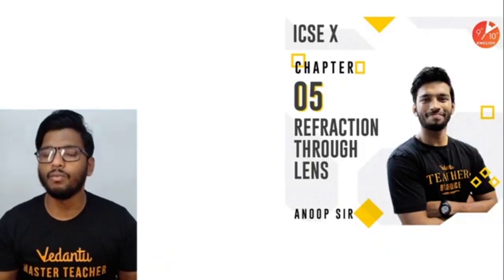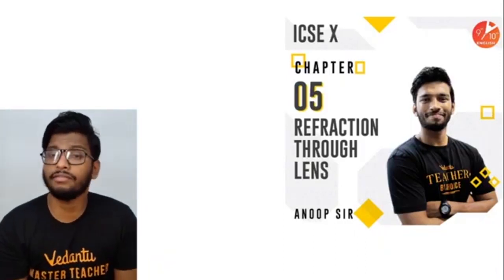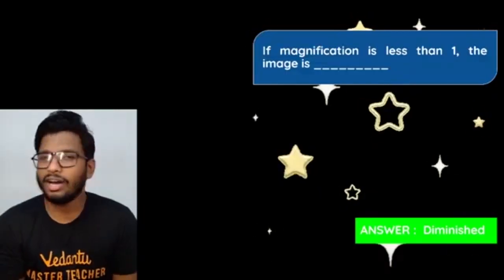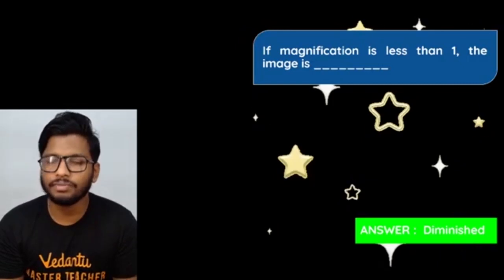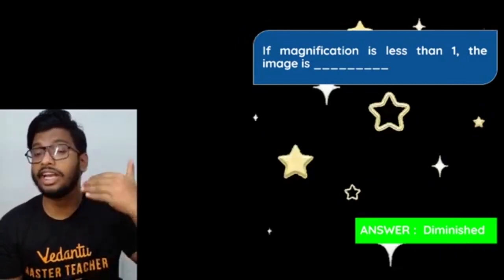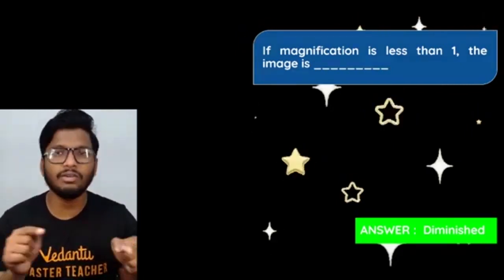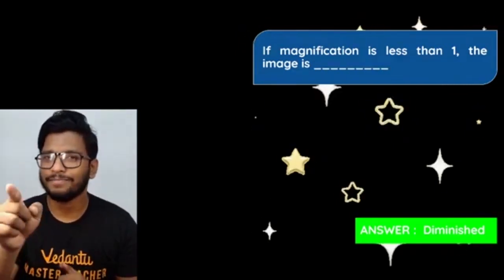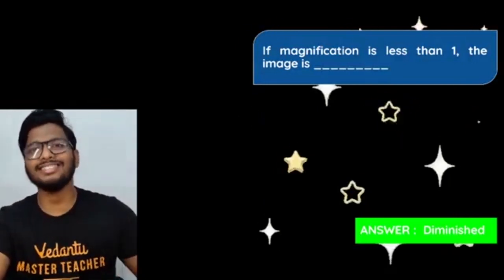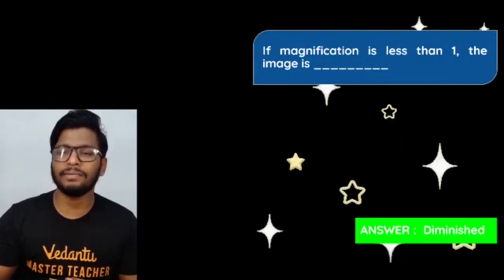But before we get started, guys, in the last session I had asked you homework. That is in session number 5. The question was this: if magnification is less than 1, the image is dash. Very simple, guys. If it's less than 1, it's diminished; if it's greater than 1, then it's magnified; and if it's equal to 1, it's of the same size. So what would be the answer? You guessed it right. It's going to be diminished because it's less than 1. Simple. Remember this, people.